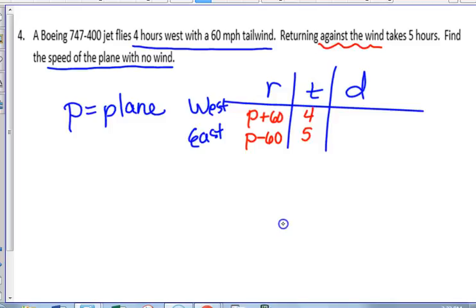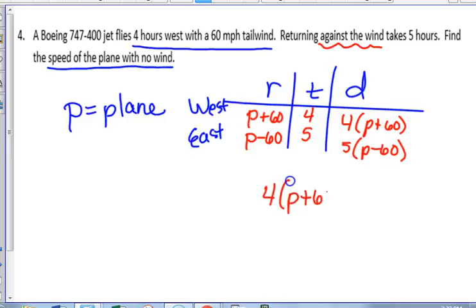Now what? We don't know the distance. Can we just put an expression here, though? And then what are we going to do with those two distances? But how are we going to write an equation? Yes, because it was the same distance out as it was back. Does that make sense, guys? So that will give you the plane speed when you solve that.